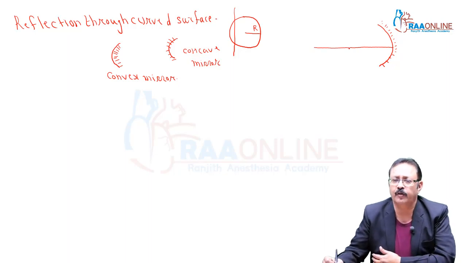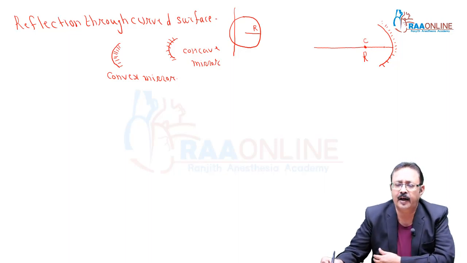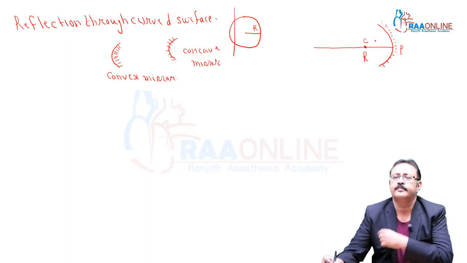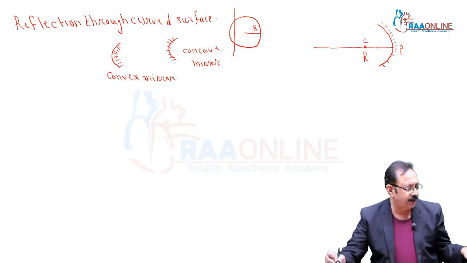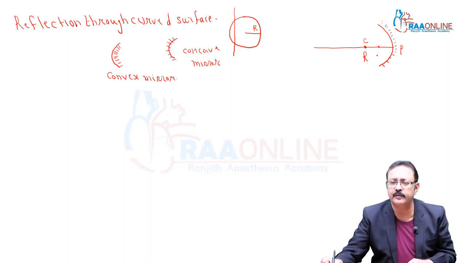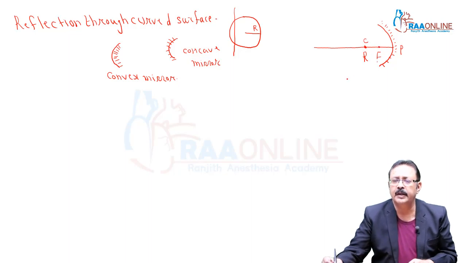For both concave and convex, if you complete the sphere and its center is this R, it is known as the center of curvature. At half distance, this geometrical center is known as pole. Half of the radius of curvature is the focal length. In 9th class, you have proved this result. It is the focal point. Magnitude wise, R is always equal to 2F.